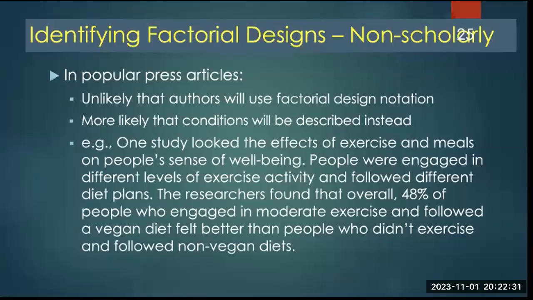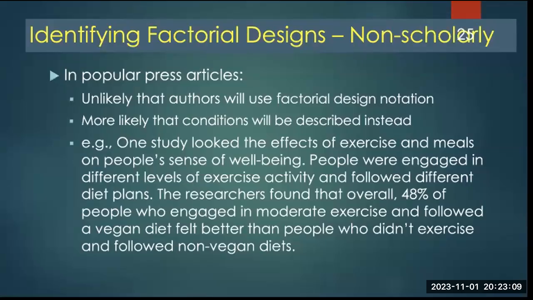That's your interaction. It's an it depends. What did it depend on? The level was moderate exercise and followed a vegan diet plan. It didn't happen for everybody. What they're saying here in layman's terms in a non-scholarly article is that there was an interaction effect. It only helped their well-being if it was moderate exercise and they followed a vegan diet plan. That's your interaction effect. Those people felt better than those who didn't exercise and followed non-vegan diets. So you didn't see an effect in the other conditions.